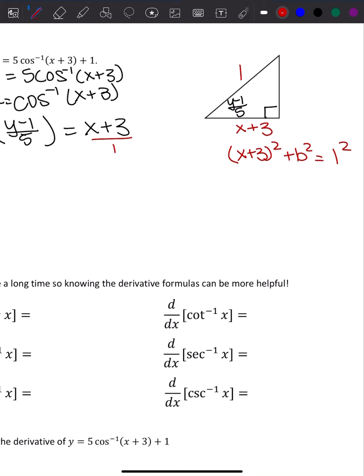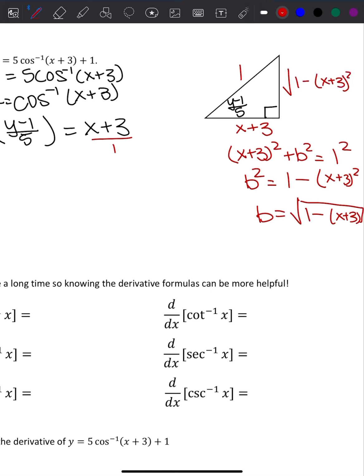I'm not going to work too hard, and I'm just going to subtract (x plus 3) squared. So we have b squared equals 1 minus (x plus 3) squared. Then I'm going to take a square root. So b is the square root of 1 minus (x plus 3) squared, and that is our opposite side.